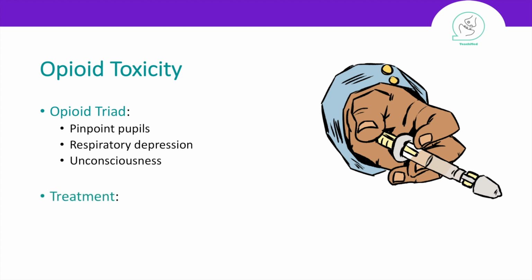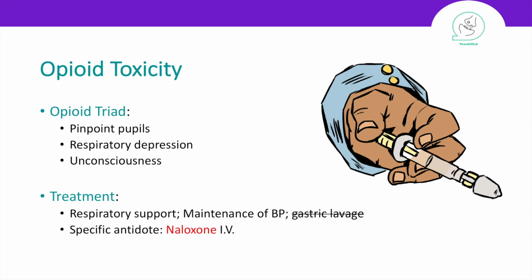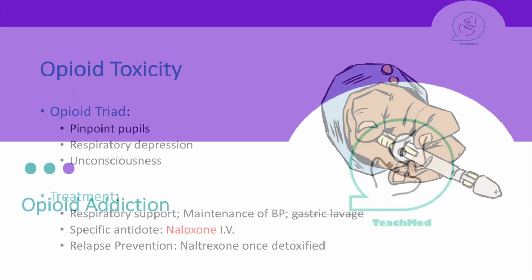You have to immediately support the patient, ABC, which means airway, breathing, circulation: support his respiratory system, and maintain his blood pressure. You may read or hear gastric lavage, but really, we don't do it anymore. Give him antidote, which is naloxone. If you remember, naloxone is an opioid antagonist. And to prevent relapses, we can give him naltrexone once he is detoxified.